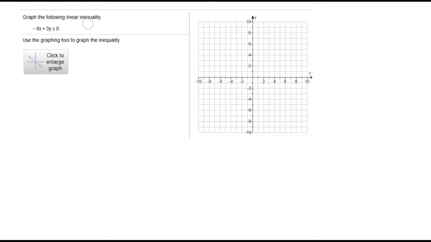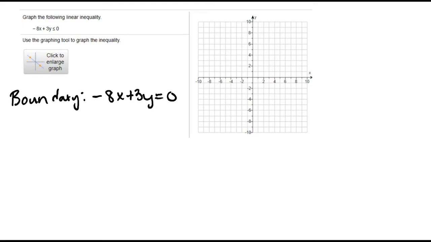Graph the following linear inequality. Negative 8x plus 3y is less than or equal to 0. We're going to start by graphing the boundary. The boundary is negative 8x plus 3y equals 0.